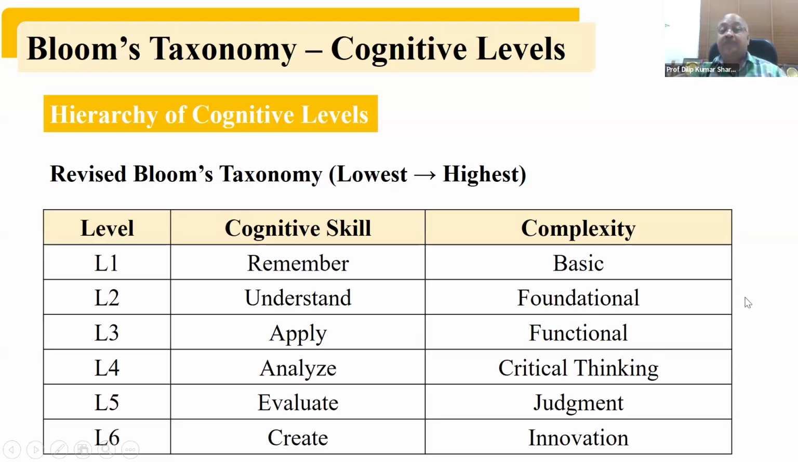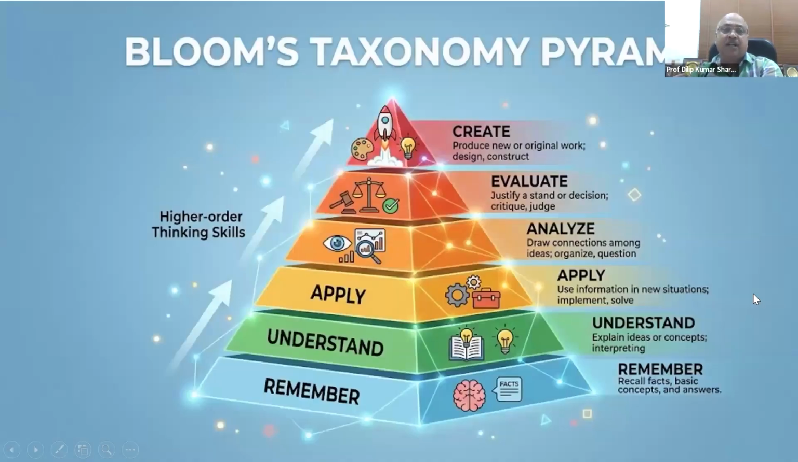So that is a very important hierarchy of cognitive levels that I have just put in a graph or diagram. So you can see the higher order thinking skills: remember, understand, apply, analyze, evaluate, and create. Create, you can see, means produce new or original work, design, construct, a very high level of cognition.